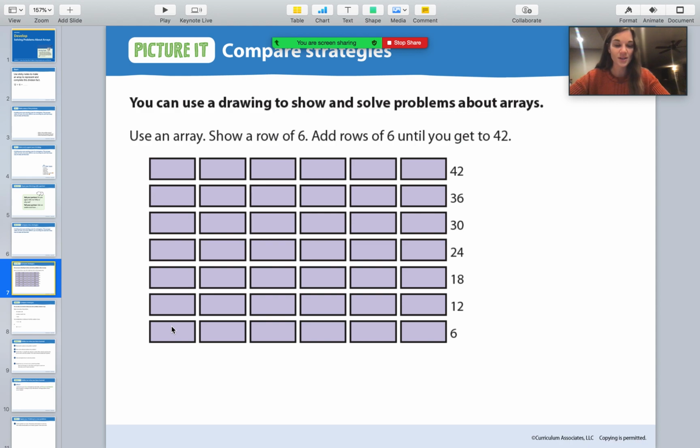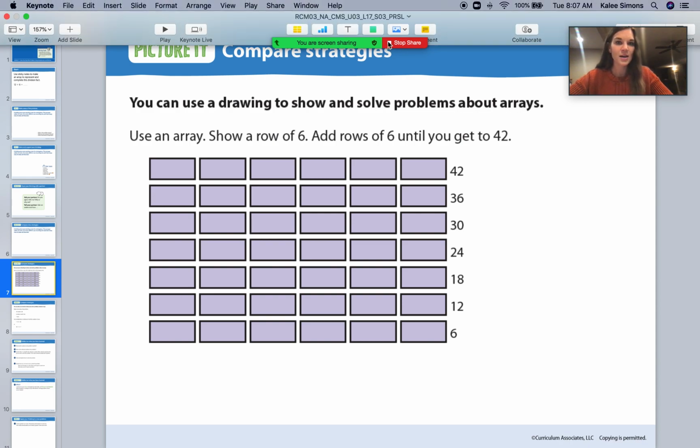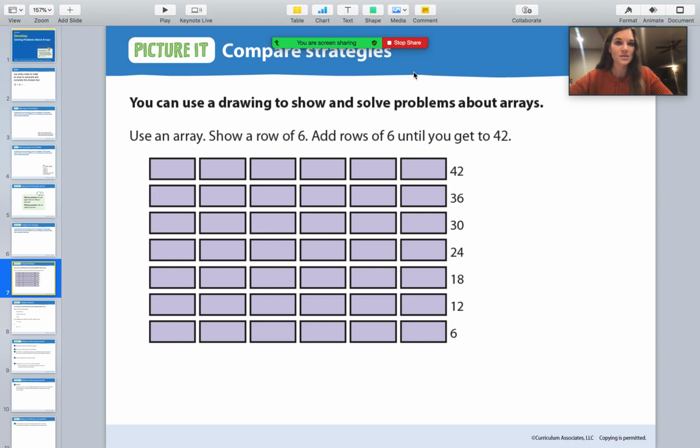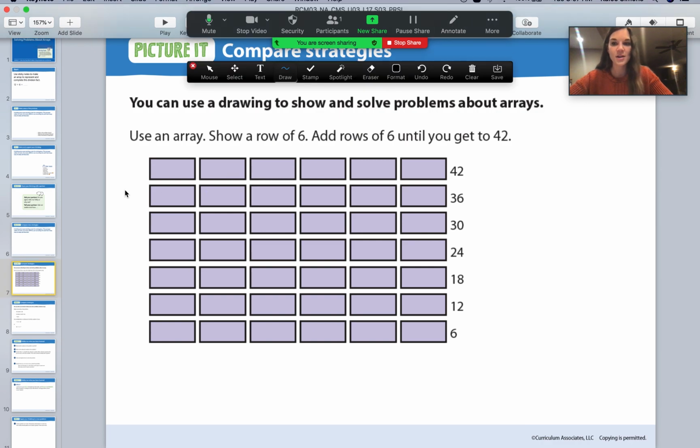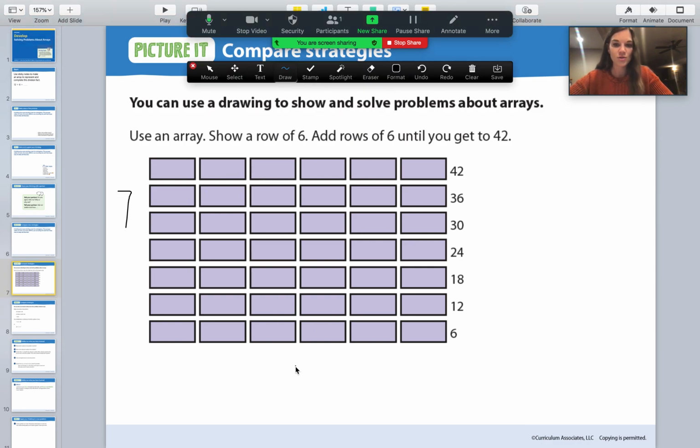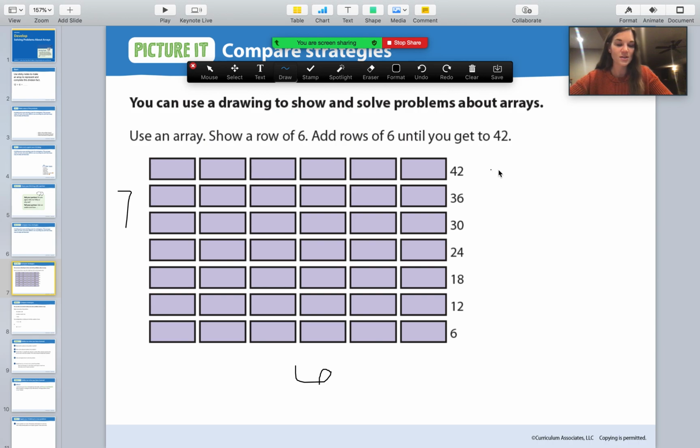So that shows us kind of like when we were finding area. So we had 7 here and we knew there were 6 here. So that shows us 7 times 6 or 6 times 7 equals 42, right? Pretty simple.